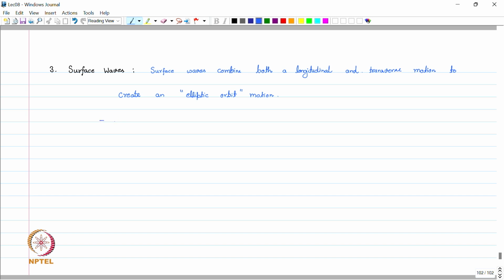The major axis of the ellipse is perpendicular to the surface of the solids.